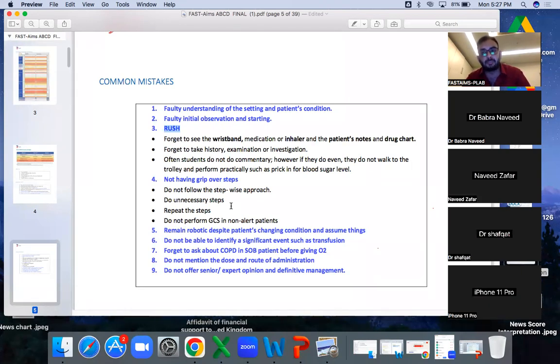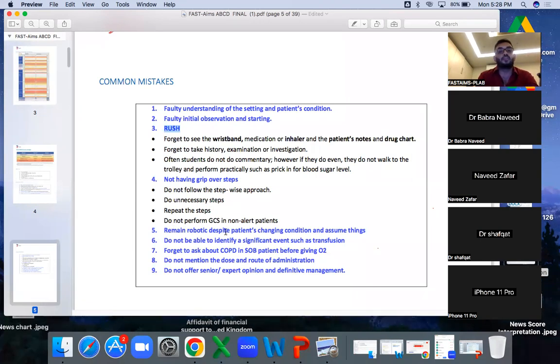Another example: abdominal examination is not part of our circulation. We do abdominal examination only whenever there is some sort of trauma or surgery. Otherwise, in the circulation, we do not include the abdominal examination. If they want to check your disability, for example, if the glucose is low and the patient is unconscious, and you are stuck in the abdominal examination, you are wasting your time. So you have to avoid that as well, because you have to be a very quick clinician, doing things according to the situation.